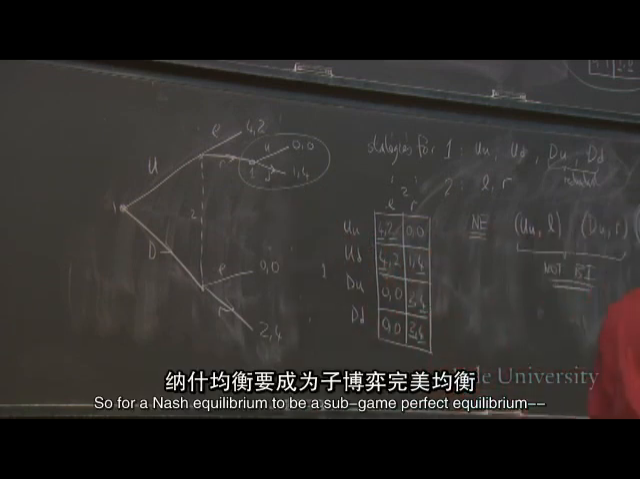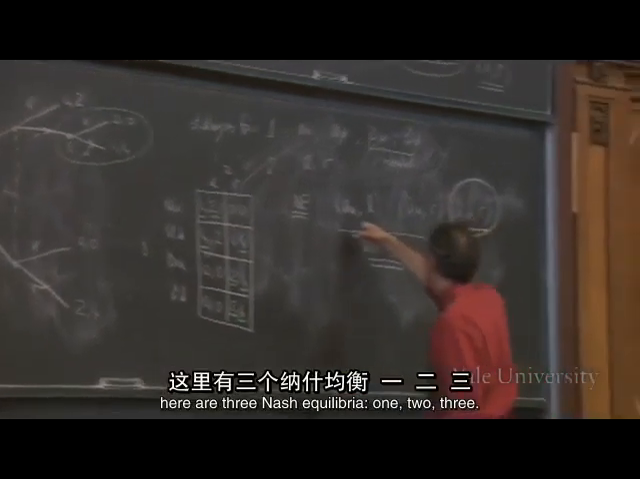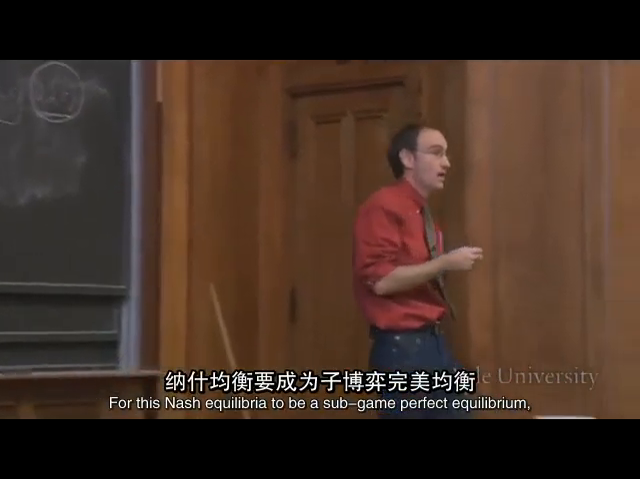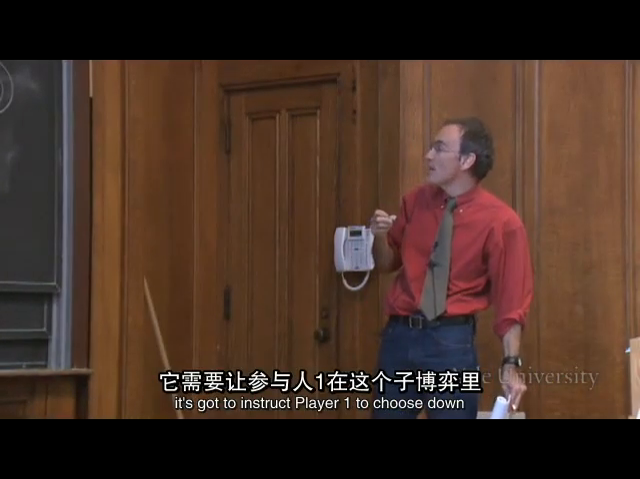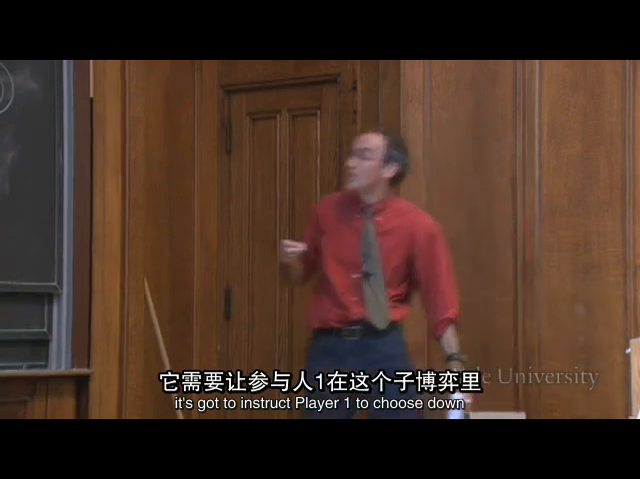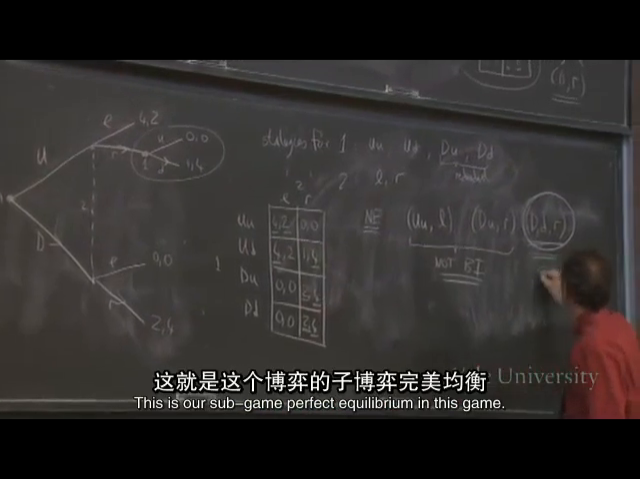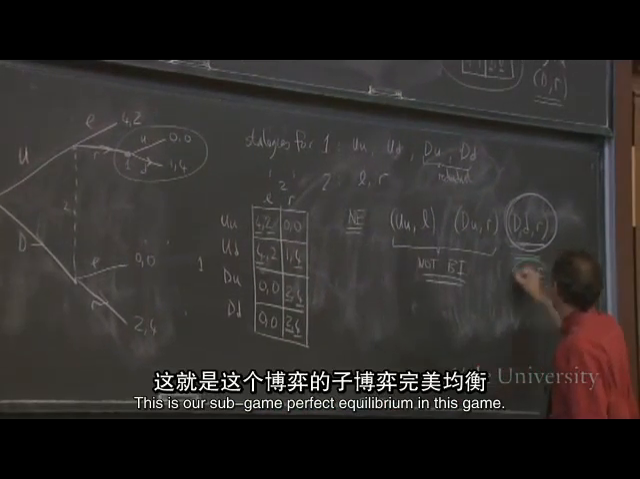So for a Nash equilibrium to be a subgame perfect equilibrium, here are our 3 Nash equilibria, 1, 2, 3. For this Nash equilibrium to be a subgame perfect equilibrium, it's got to instruct player 1 to choose down in the trivial subgame. And here it is. This is our subgame perfect equilibrium in this game.